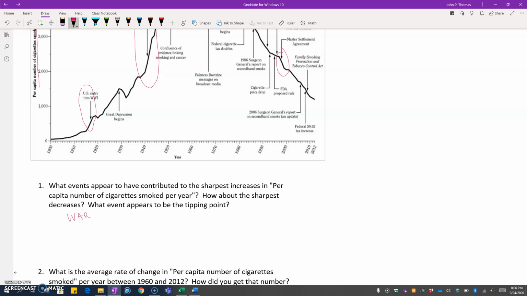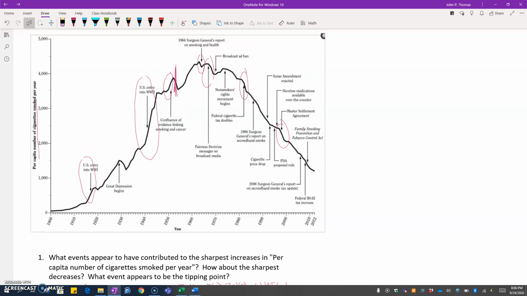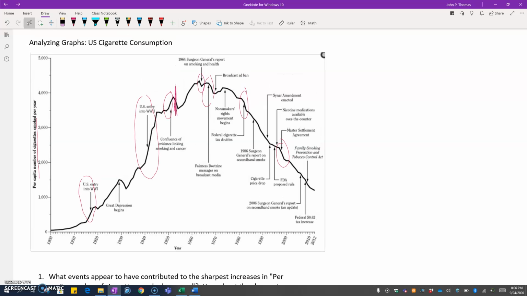So war tended to go along with the ups, and tax, as well as medical info, and courts tended to go along with it going down some. Now, when I look for a tipping point on this, there's really two places that I see in this graph as being tipping points.